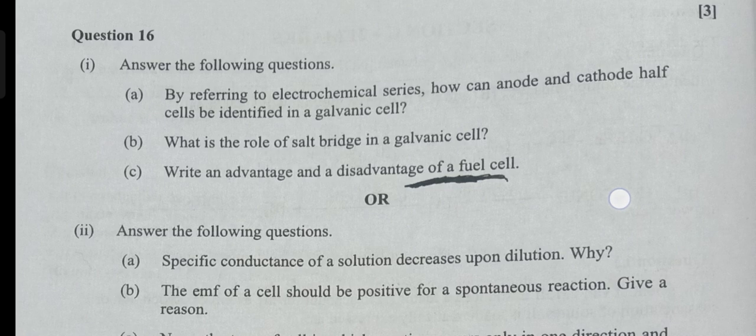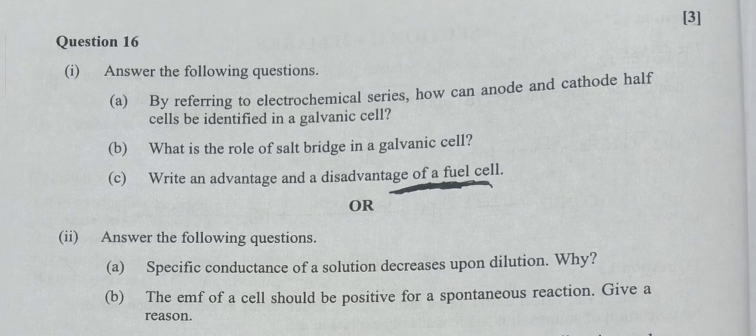Answer the following question by referring to the electrochemical series. How can anode and cathode half cells be identified in a galvanic cell? You know very well. A lower SRP value shows it is the anode. A higher SRP value shows it is the cathode. So with the help of SRP values, you can predict.